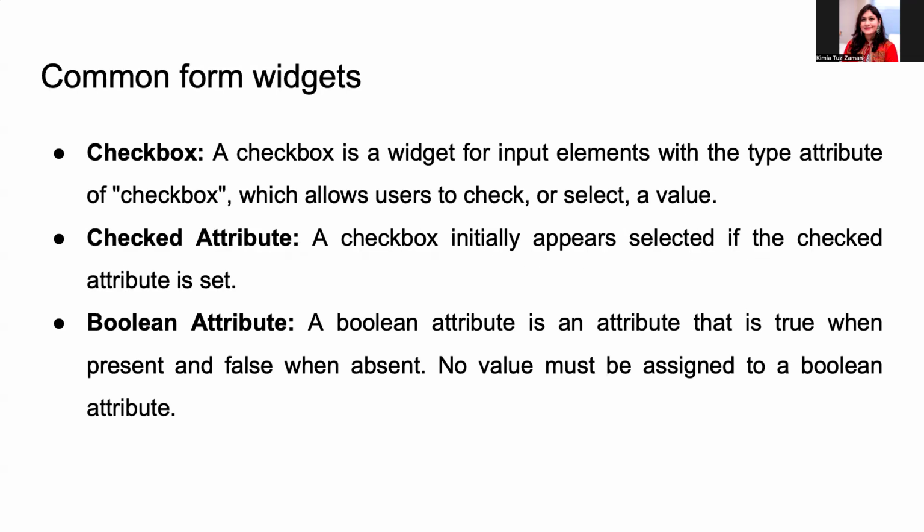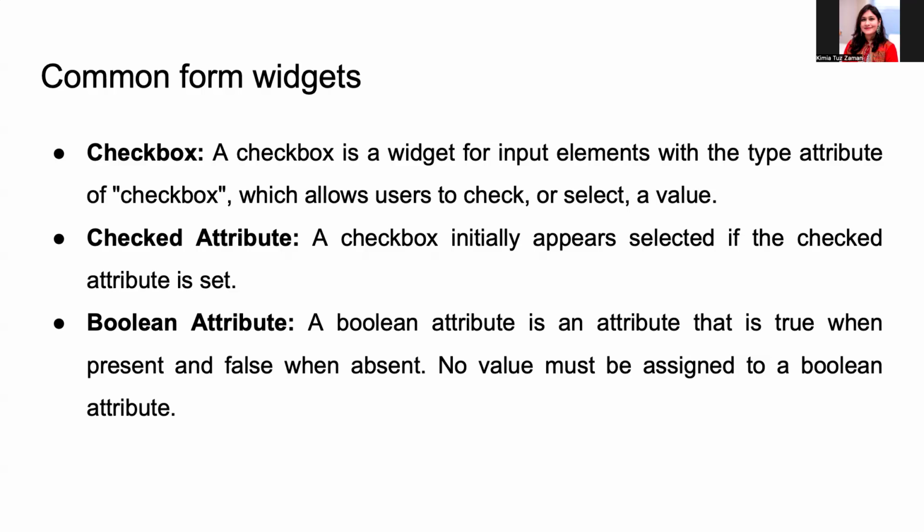Let's start with one of the most familiar widgets, the checkbox. A checkbox is created using the input element with the type attribute set to checkbox. It allows the user to either check or uncheck an option, meaning they can select multiple values in a form if needed. We also have the checked attribute, which makes the checkbox appear selected by default when the page loads. This is really useful if you want to suggest a common choice to the user.